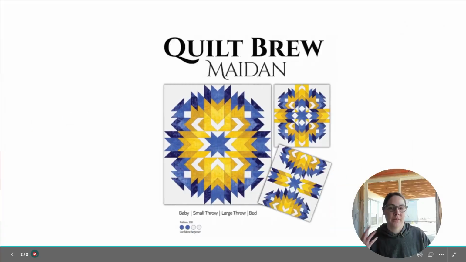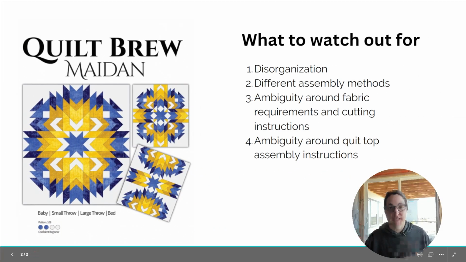So let's talk about some best practices, what to do if you decide that you really do want to do one of these choose your own adventure patterns. The first thing you need to really watch out for is any kind of disorganization. You need to really think hard and long about how to organize this thing to make it feel very approachable and easy for your reader.